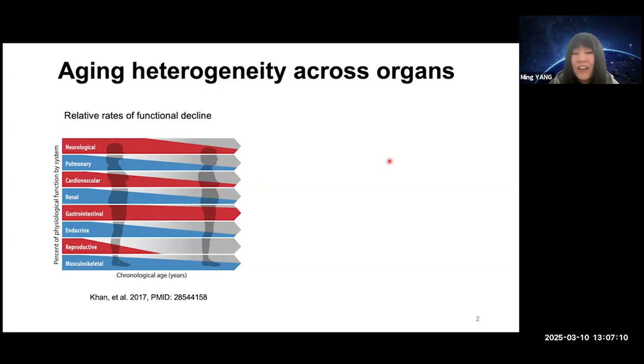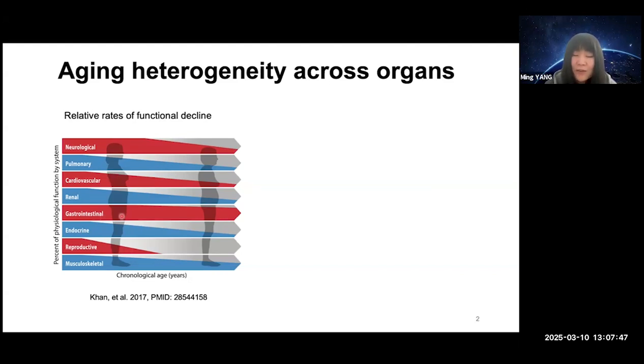And even if we look at different organ systems within the same individual, we can see their aging rate also differs. For example, this figure I put here comes from a review paper. In that review paper, the authors summarized the aging rate among different organ systems in women. People have used physiological measurements to show how different organs decline with age. You can see clearly in women, the reproductive organ system ages the fastest. In contrast, the neurological and gastrointestinal systems appear to age the slowest.